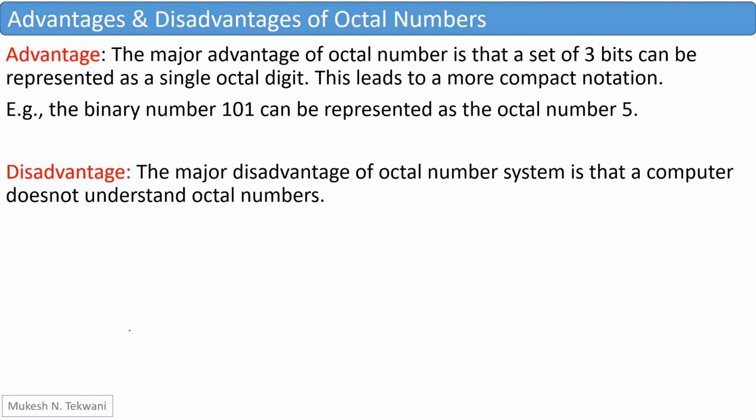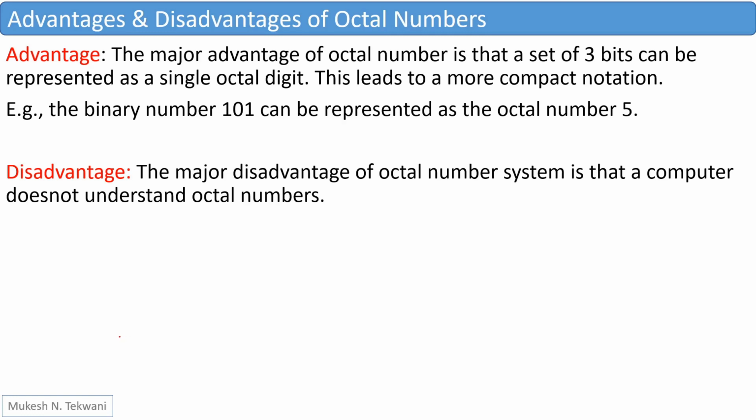The major advantage of octal number is that a set of 3 bits or binary digits can be represented as a single octal digit. This leads to a more compact notation. For example, consider a binary number 101. This occupies 3 bits, but the same number can be represented by the single symbol 5 in the octal number. In another lesson, we'll be learning how to convert from octal to binary and vice versa.